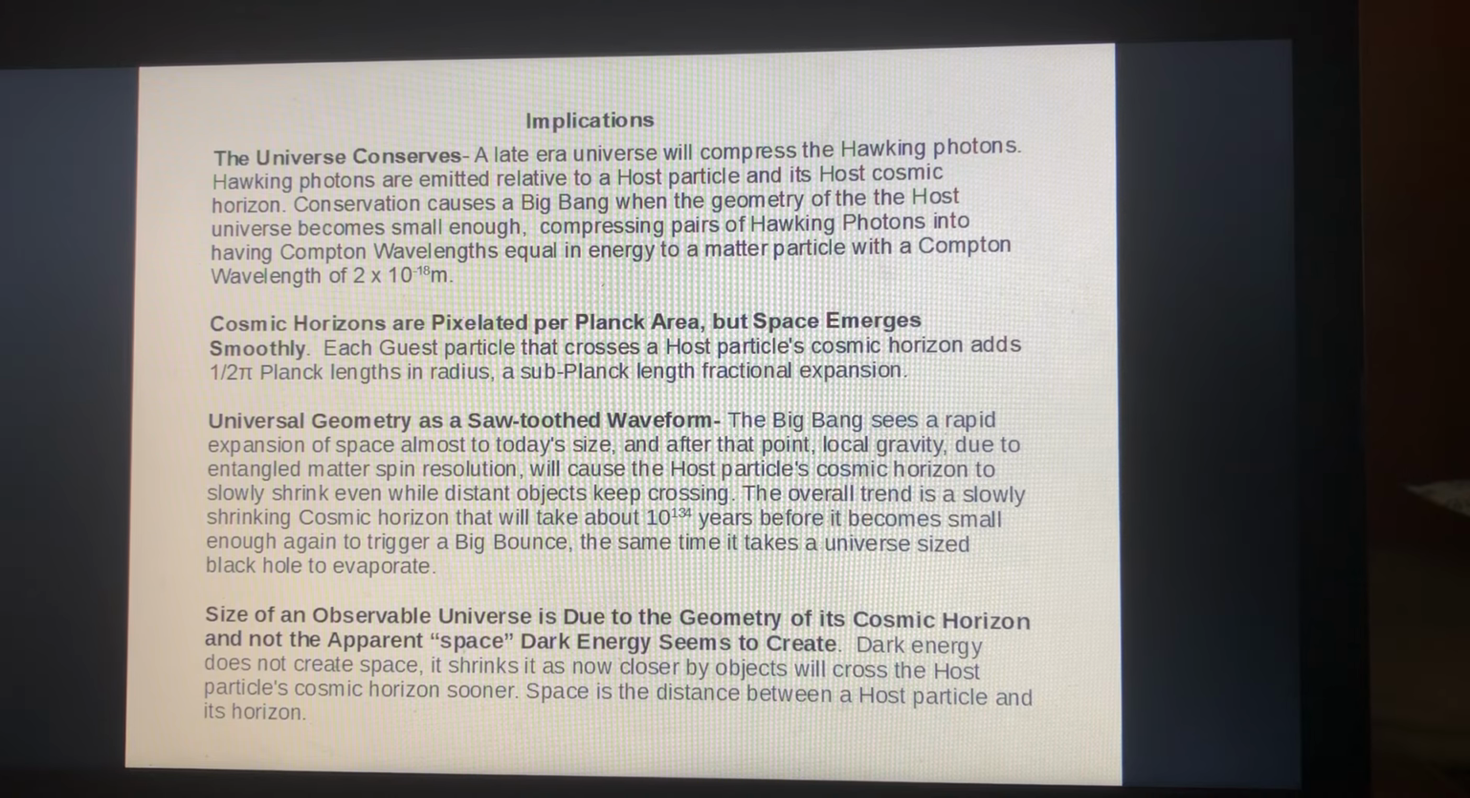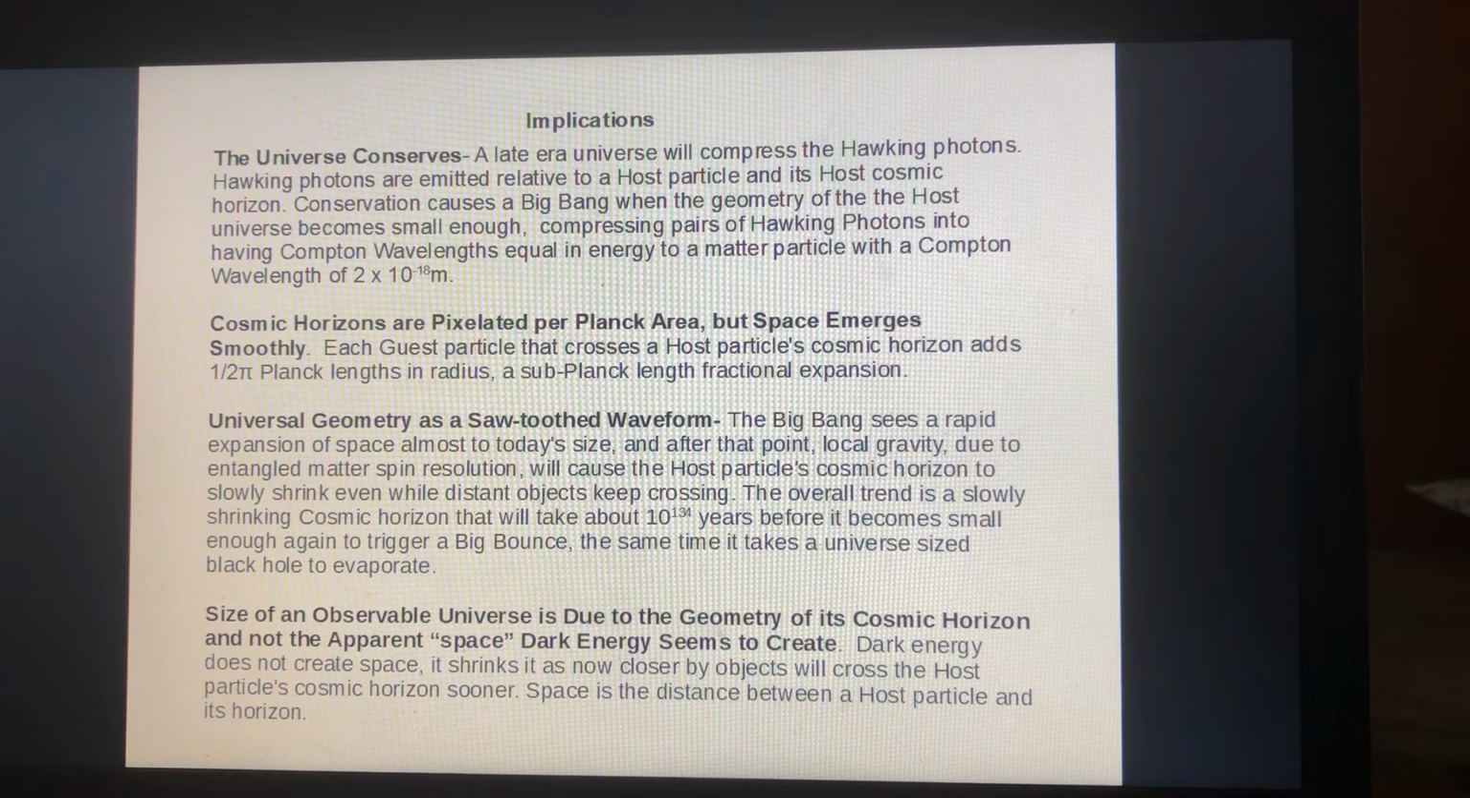So cosmic horizons are pixelated per Planck area, but space emerges smoothly. And we saw this because each Planck area that was added onto the horizon added a radius of 1 divided by 2 pi Planck lengths. So we have sub-Planck length space being added. So that's why space is smooth and the horizon is pixelated. And the universal geometry is a sawtooth waveform.